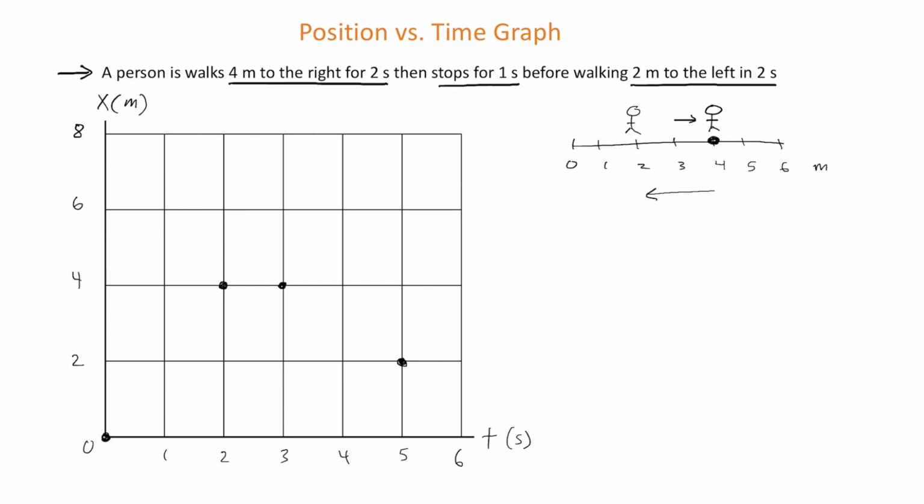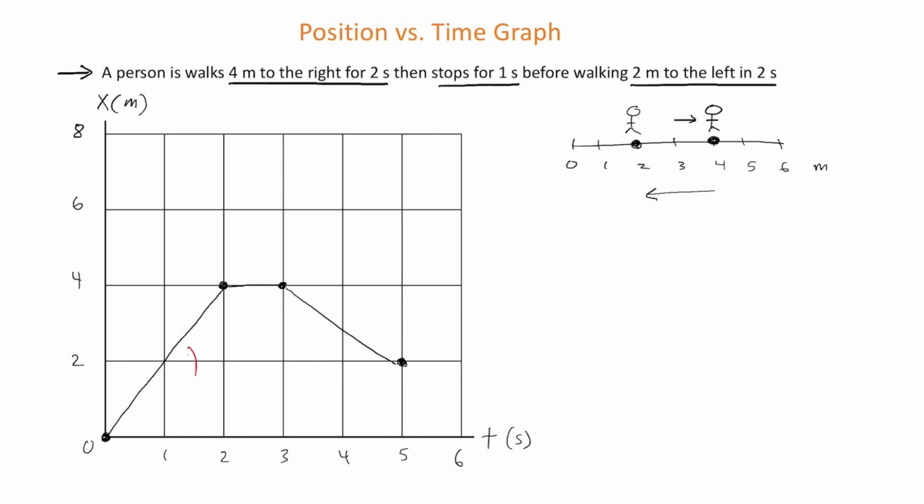And they moved 2 meters in 2 seconds, so their final position was 2 meters. Once you understand this motion and you have all your points plotted, we can draw a line connecting our points. And now we have our position versus time graph for this person's motion. What I want to do is calculate the velocity of this person's motion.